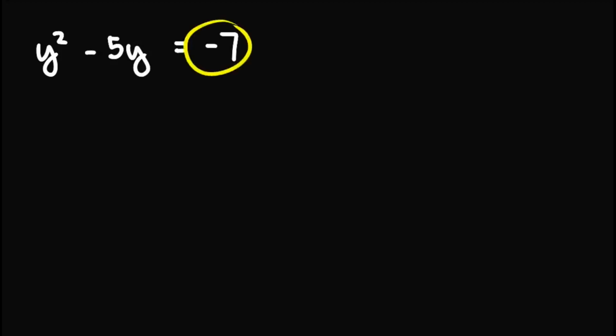Let's have this third example. Let's have y squared minus 5y equals -7. So the setup is already good since we have already moved the term without a variable to the right side here. So we just give some space and perform completing the square.